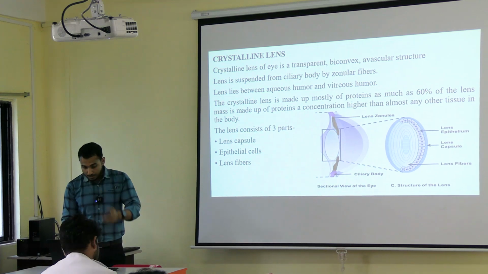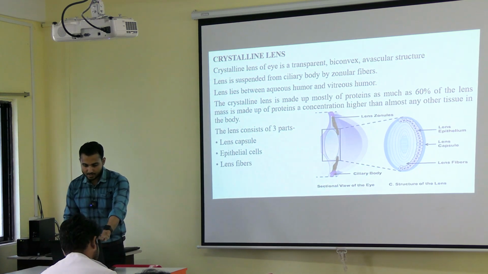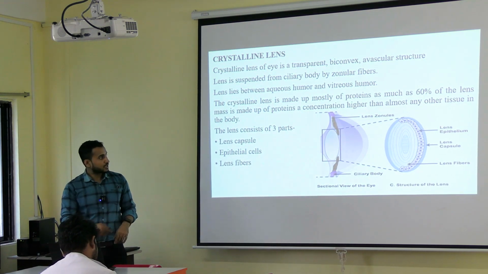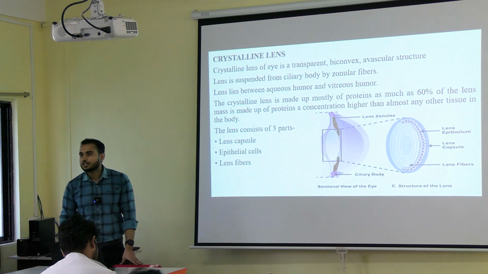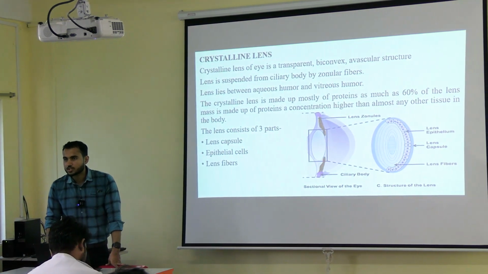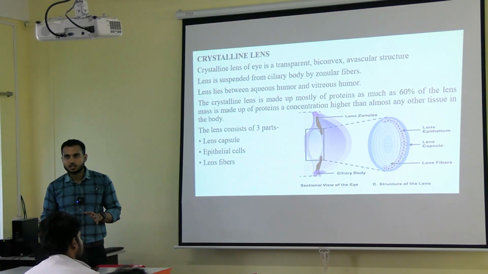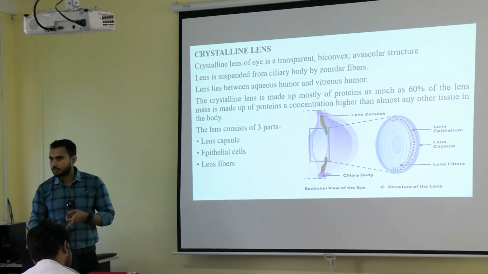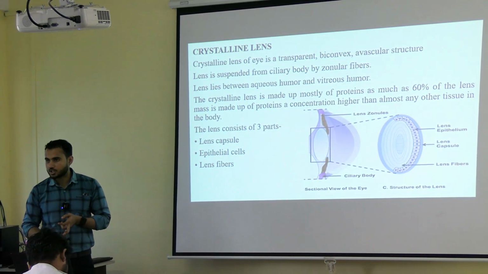Now, in the crystalline lens, first of all, it is a transparent, biconvex, and avascular structure. First of all, it is transparent in nature. Then the shape is biconvex and it is completely avascular.